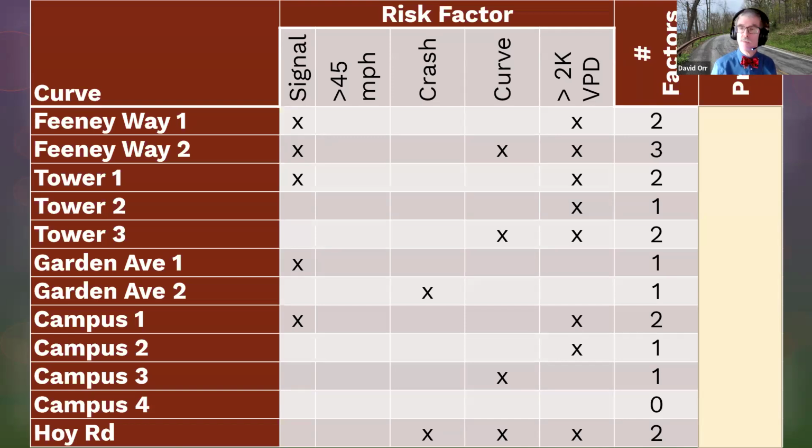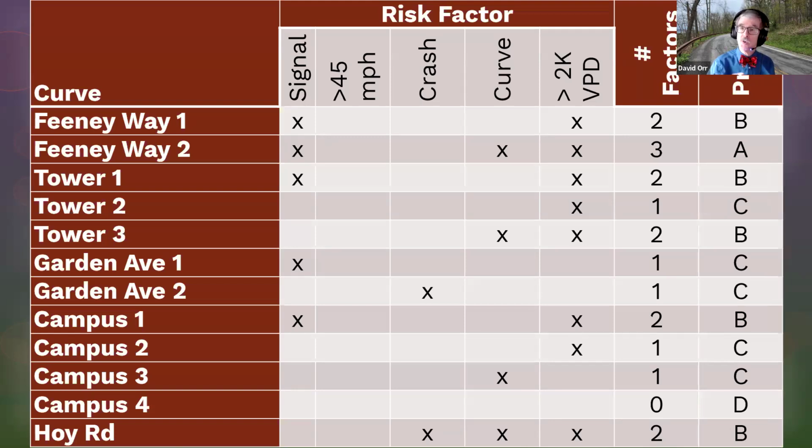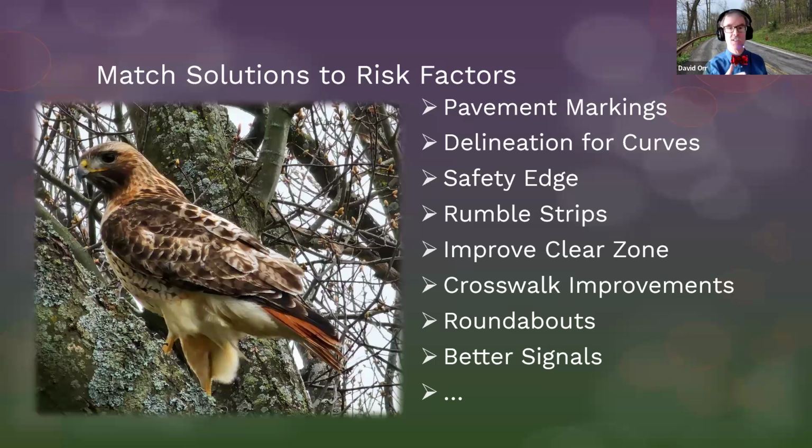It'd be Feeney Way 2, also known as East Avenue 2, but they changed the name. Yeah, very good. So that would be your highest priority. And then when you develop your implementation plan, you then want to focus back on the common factors. So you want to match your solutions to the risk factors.